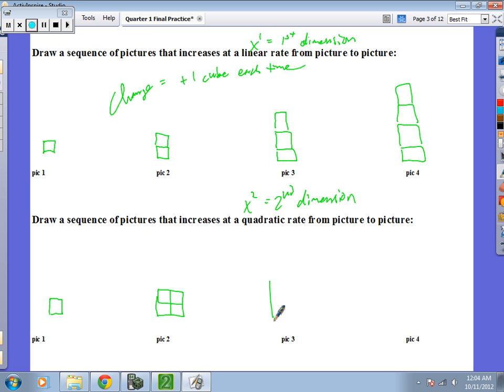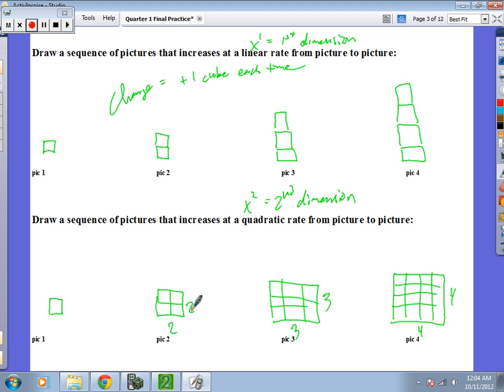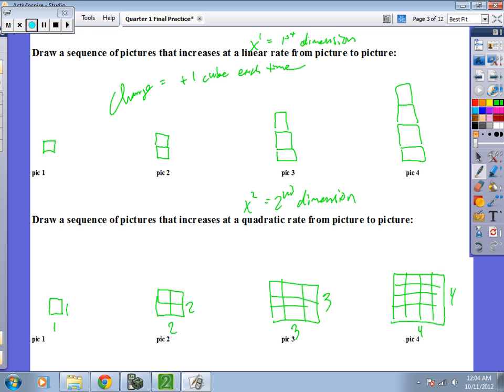Picture 3, you're going to have 9 cubes. Picture 4, you are going to have 16. So this is simply a 4 by 4. This is a 3 by 3. This is a 2 by 2. This is a 1 by 1. So your picture is growing, it's getting taller, but it's also getting wider. And that is the definition of a quadratic. You're changing in 2 dimensions.